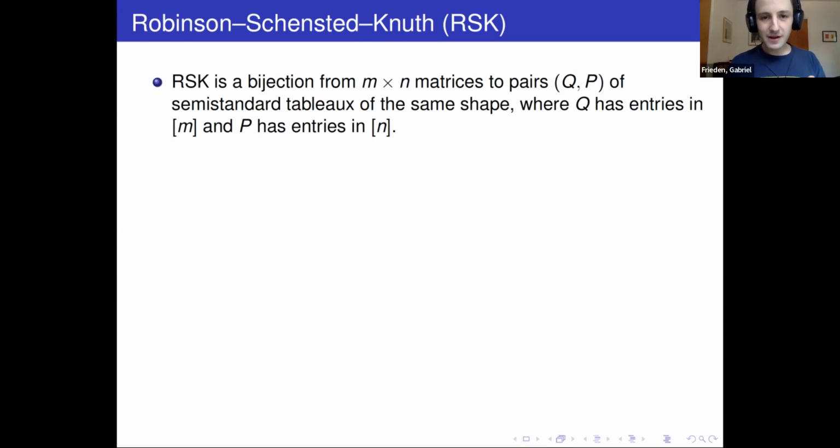So RSK is a bijection from m by n matrices to pairs of semi-standard tableaux of the same shape, where the first tableau has entries less than or equal to m, and the second has entries less than or equal to n.